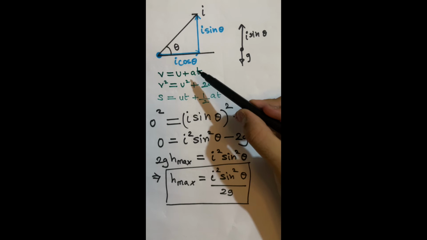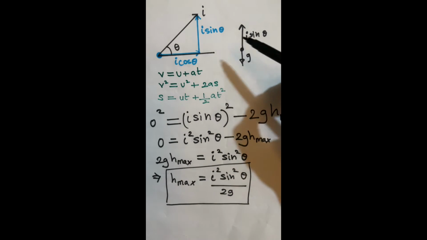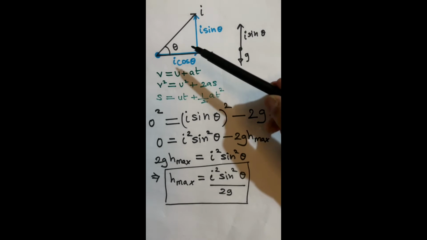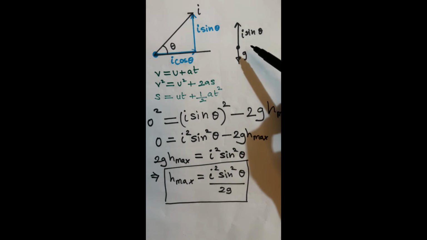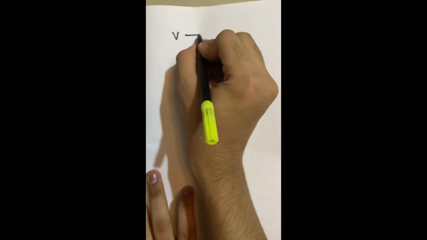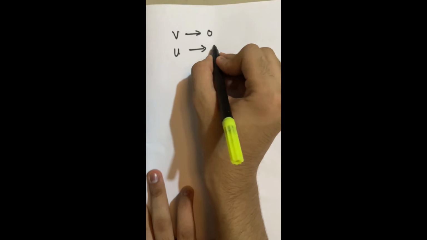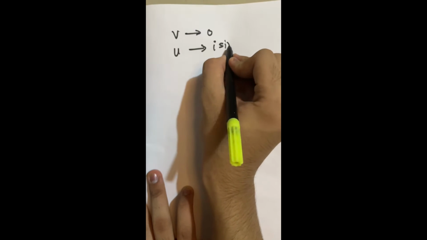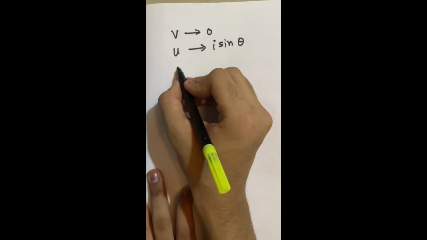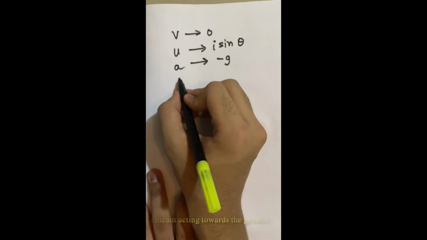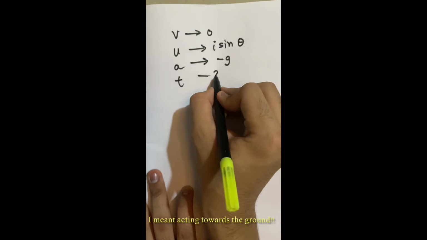Now, we will use the first equation similarly to find out the time taken for the object to reach its maximum height. Remember, this time is for the object to reach its maximum height, not the time for the object to come back to the ground. So let's do it. V is 0, U is I sine theta, A will be negative g since it's acting on the ground, and we have to find out t.